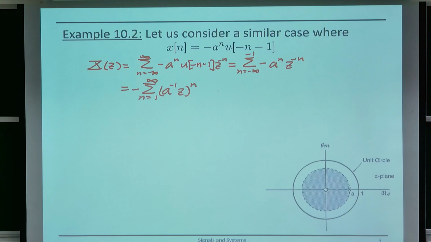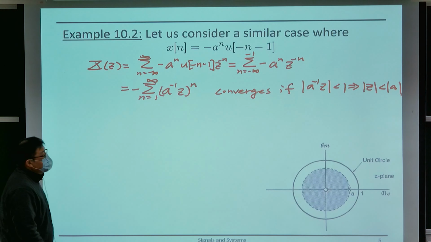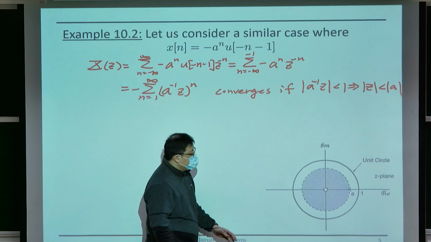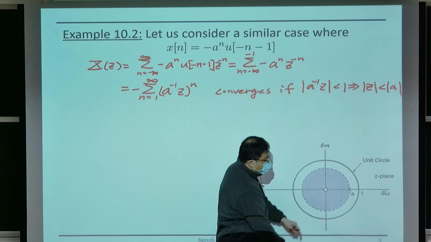So this thing converges if the magnitude of a inverse z is less than 1, in which case the magnitude of z is less than the magnitude of a. Okay? So the z transform now exists when z has a magnitude less than the magnitude of a. So if you look at this region on the z-plane, this corresponds to the interior of a circle with radius a.